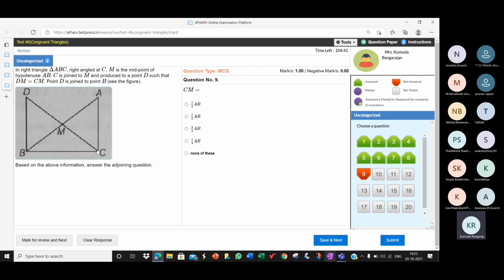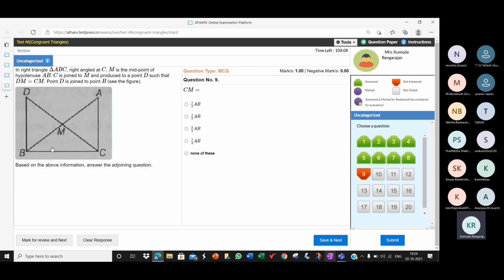DBC is a right triangle with hypotenuse DC. ACB is also a right triangle. Both are right triangles. Since right triangle DBC is congruent to right triangle ACB, their hypotenuses are equal. That is, DC is equal to AB, by CPCTC.